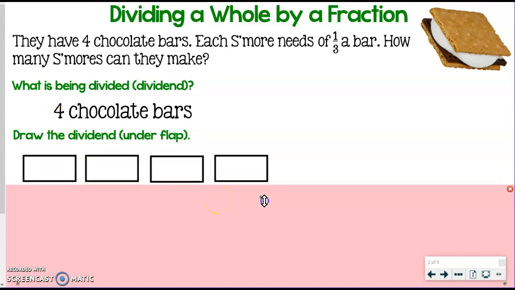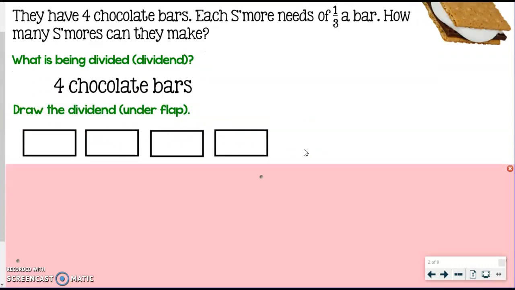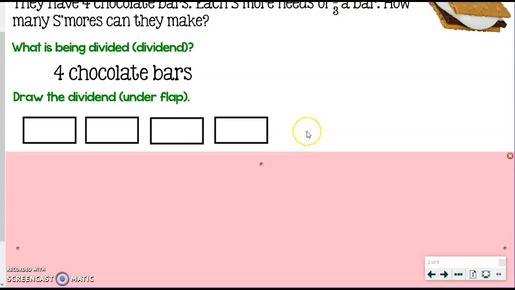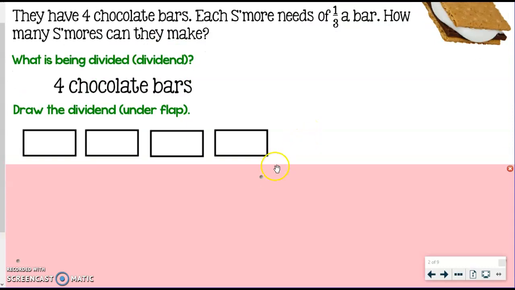So we're going to just draw 4 boxes. Go ahead and do that on your notes where it says draw a model here. Draw 4 boxes. You can do them across like this or group them differently. That's fine. Just draw 4 whole boxes, because this is representing 4 whole chocolate bars before we've done anything to them.